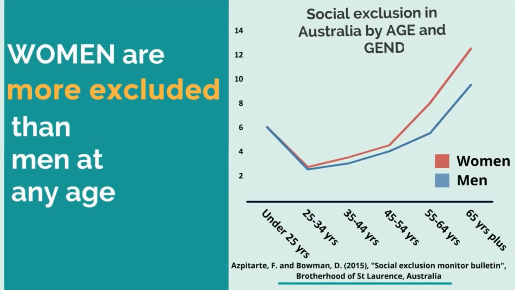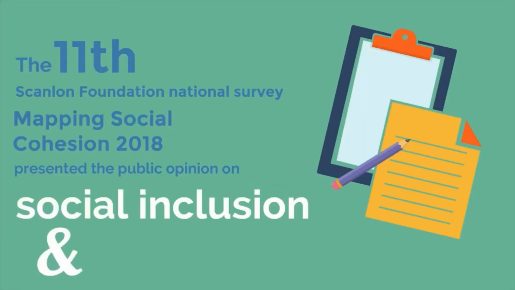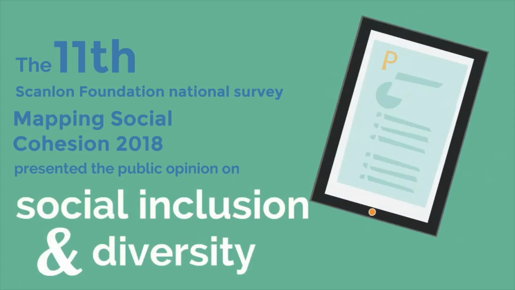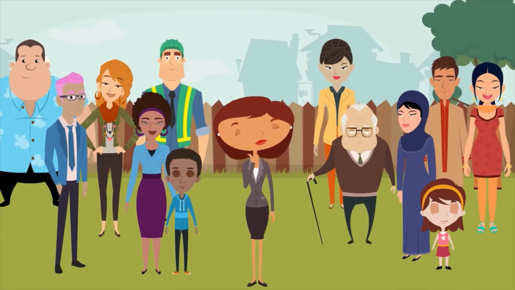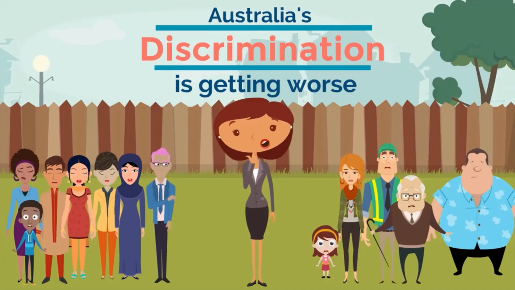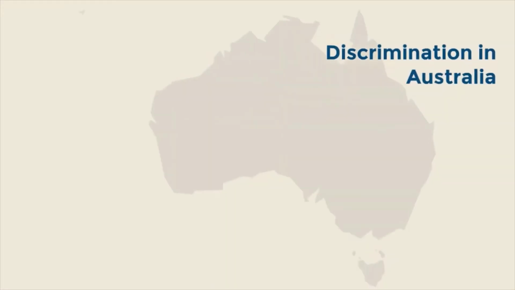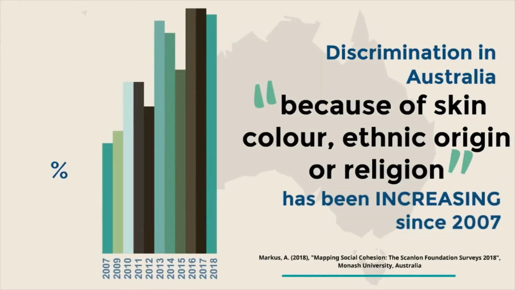Here is another example. The Mapping Social Cohesion Survey presented public opinion on social inclusion and diversity. Again, although Australia is highly diverse in people from different backgrounds, faiths and languages, not everyone is socially included, and it's getting worse. In fact, discrimination in Australia because of skin colour, ethnic origin or religion has been increasing since 2007.